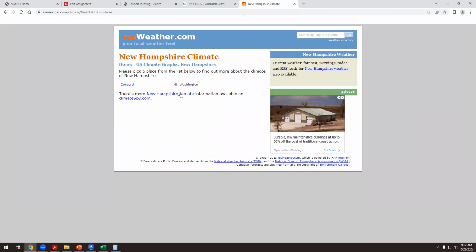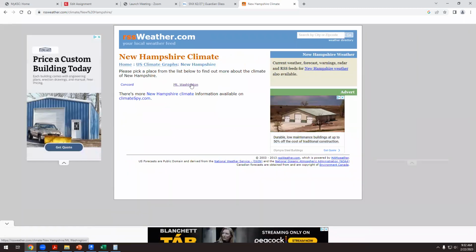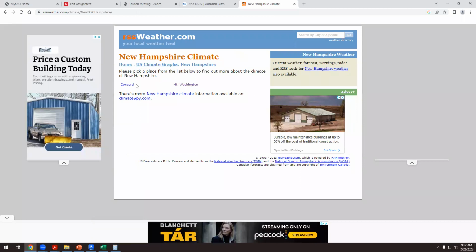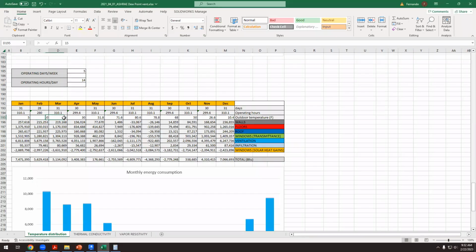I don't know, we don't have Keene here, we have Concord and Mount Washington. Keene is probably slightly colder than Concord, or probably not. Anyway, we have to find the average temperatures. So we have to use the average lowest temperature in winter and the average highest temperature in summer. In June, July, August, September, we will use the average highest, and for the rest of the months we can use the average lowest temperature. It won't be much different than the temperatures that I have used here.